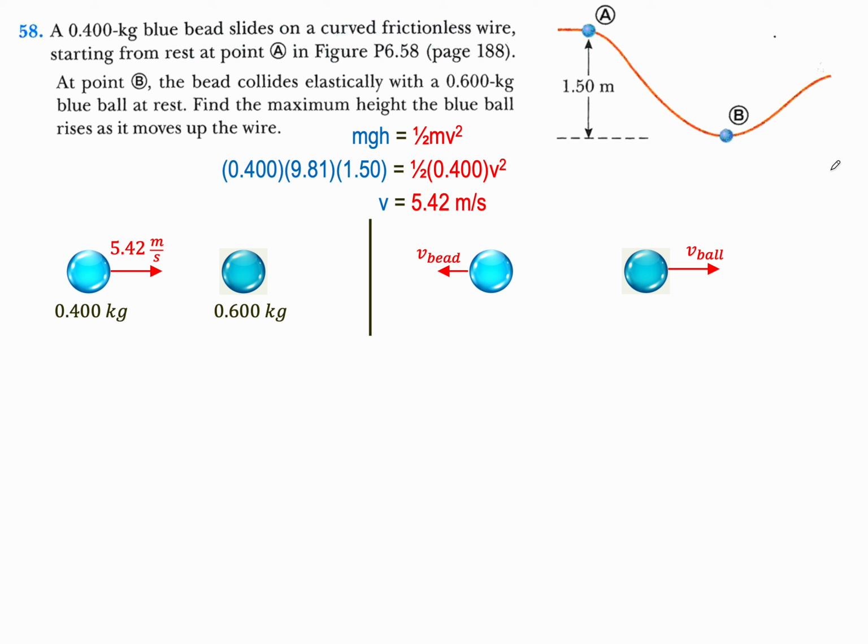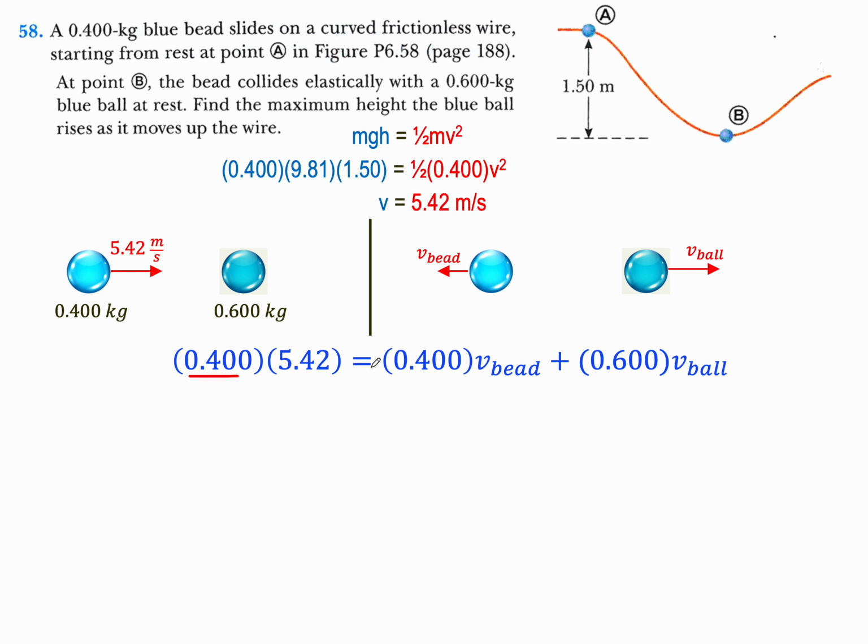We've got the bead moving at 5.42 meters per second, colliding with a stationary ball, 0.6 kilograms, and afterwards we assume the bead's going to bounce back and the ball's going to move forward. What we remember in elastic collisions is that both momentum and kinetic energy are conserved. So first of all, writing our momentum equation, the momentum of the 0.4 kilogram bead has to equal the momentum of the 0.4 kilogram bead afterwards, plus the momentum of the 0.6 kilogram ball. Sorry, I said ball twice on that one.